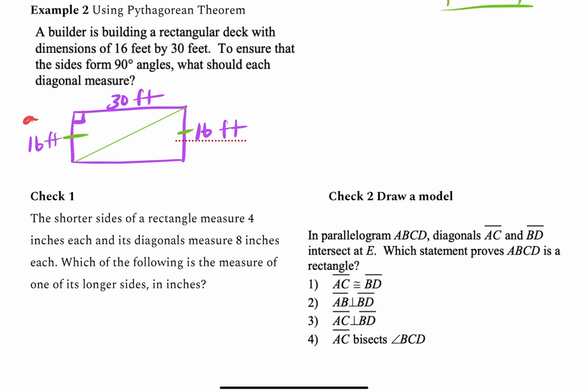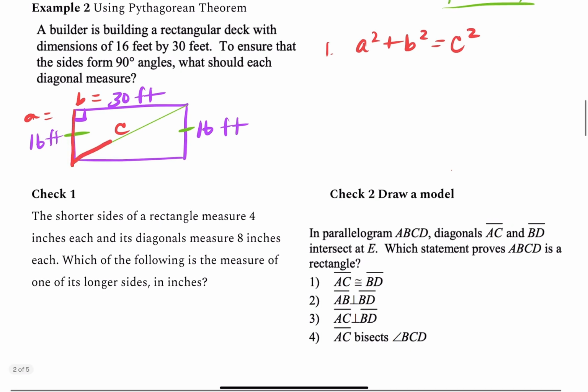The legs will be a and b. And if we solve for c, that'll give us the diagonal, the hypotenuse. So step 1, write the Pythagorean theorem. We know we can use this because it's for right triangles, with a 90 degree angle. And we know that we can decompose a rectangle into triangles. I'm going to substitute the legs, the two sides 16 and 30 that touch the right angle, they're adjacent.